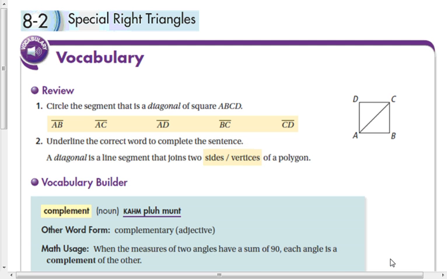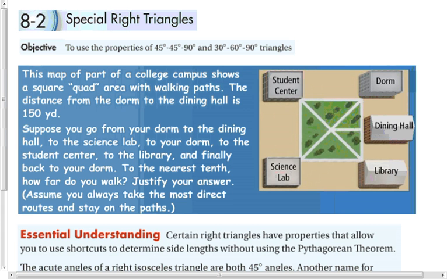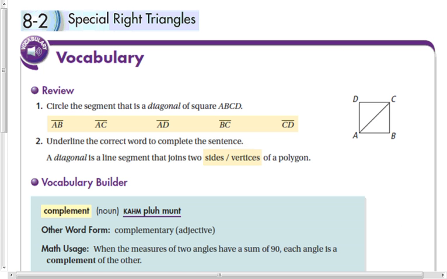Hey students, this is lesson 8.2, special right triangles. In this lesson, we're going to learn how to use the properties of 45-45-90 and 30-60-90 triangles to simplify the process of solving problems. These are really common triangles, so these problems come up quite a bit. Go ahead and do the review and I'll check back with you.